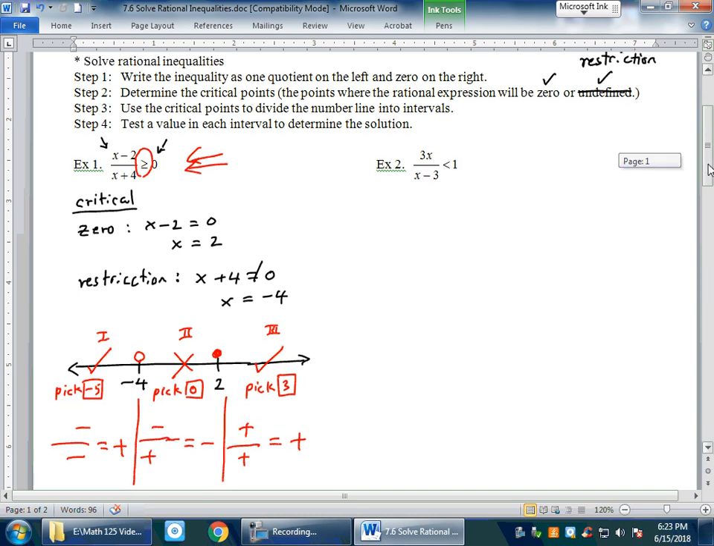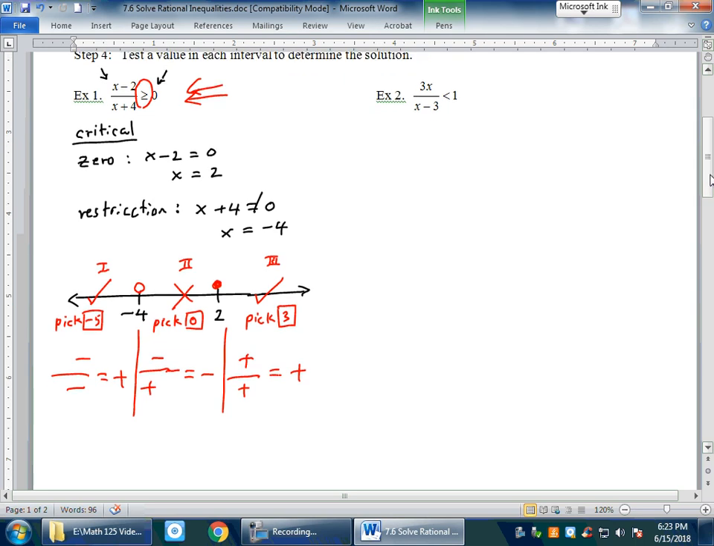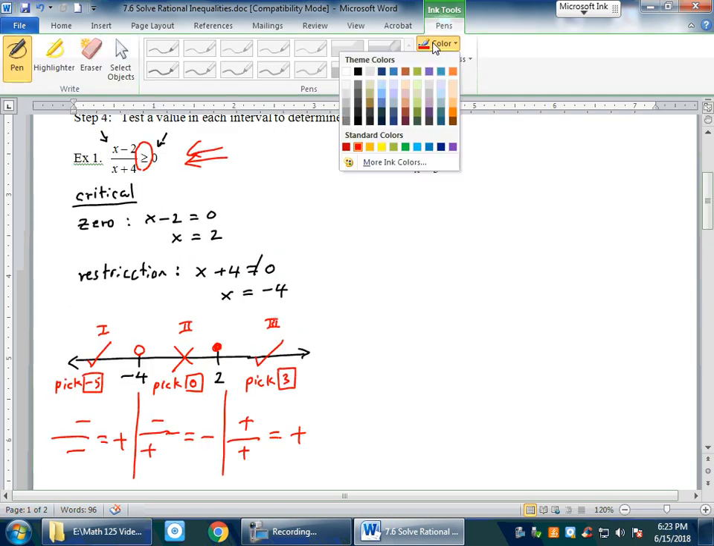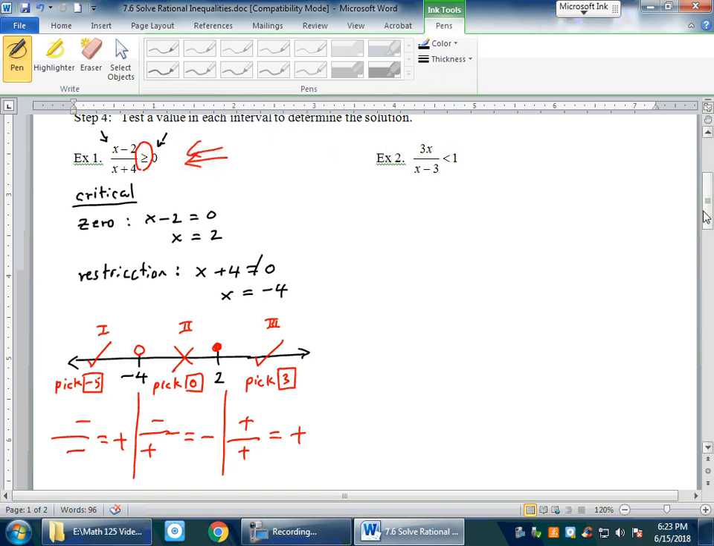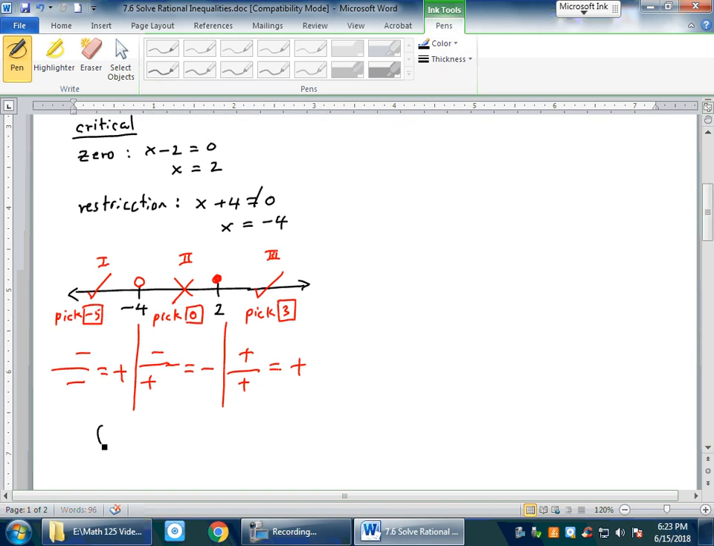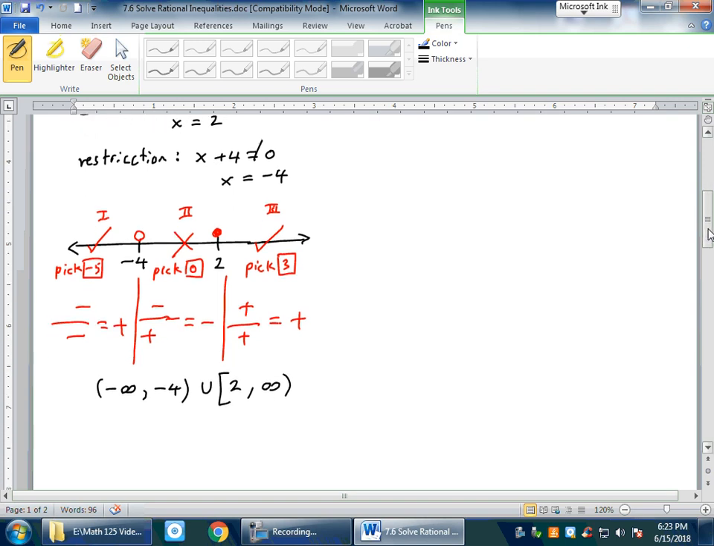Now we write the solution in terms of interval notation and the graph. My interval notation will be from negative infinity to negative 4, not inclusive, union with 2 to positive infinity, where 2 is inclusive and infinity is not. My graph will be from negative 4 and then 2. The circle at -4 is open. So my graph will be everything to the left of -4 and everything on the right side of 2.